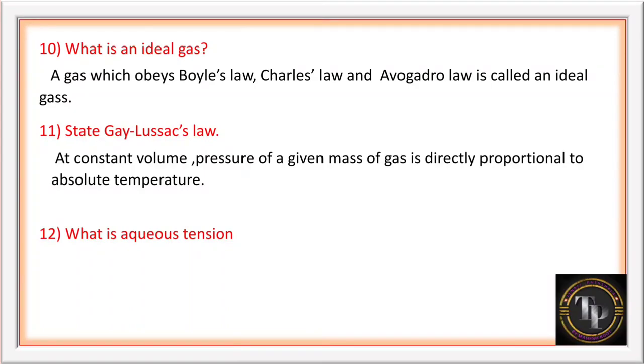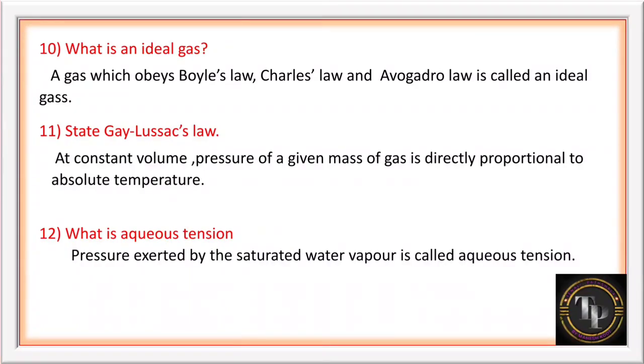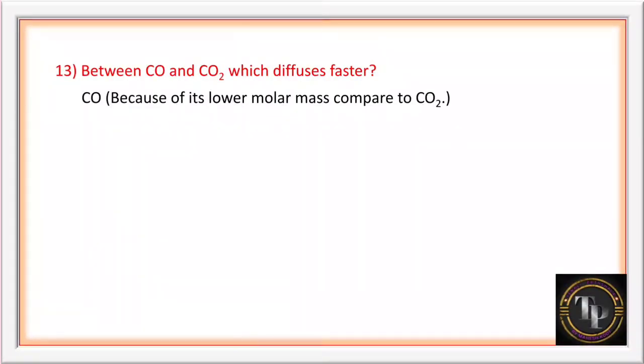What is aqueous tension? The pressure exerted by saturated water vapor is called aqueous tension. Between CO and CO2, which diffuses faster? CO diffuses faster because it has a lower molar mass compared to CO2, hence CO will diffuse first.